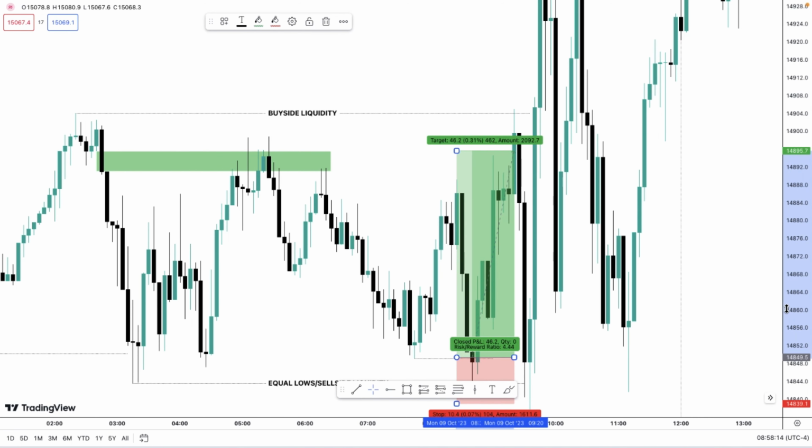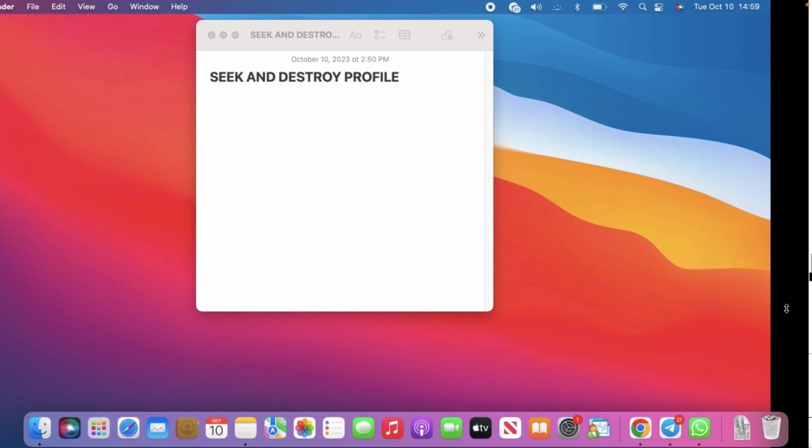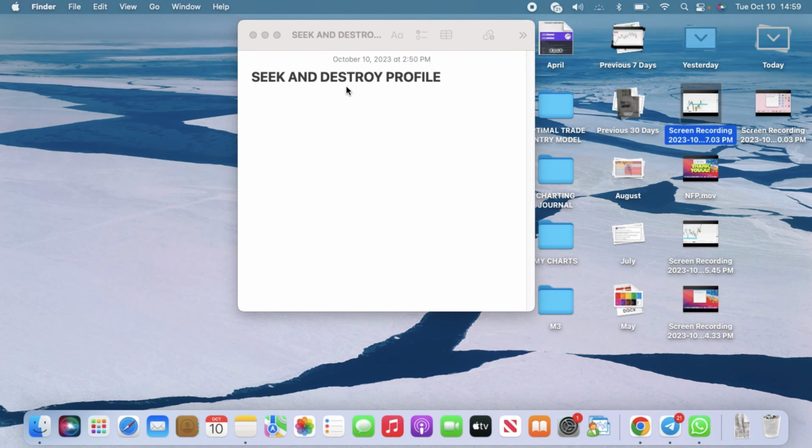So you can trade the turtle soup model on days where you anticipate the seek and destroy bearish profile, or bullish in this case. So how do you know it's bullish? Well, look at what price is doing from the previous day. Are we in a buy program or a sell program?